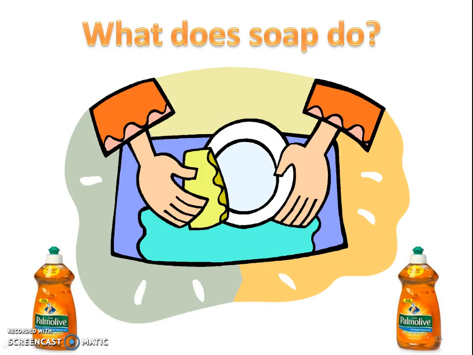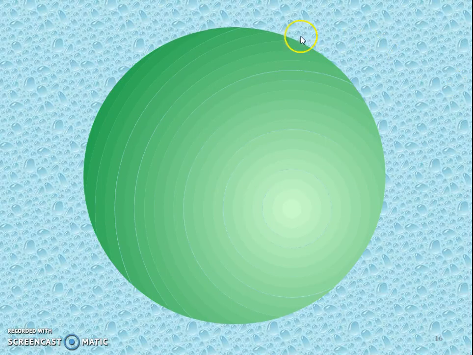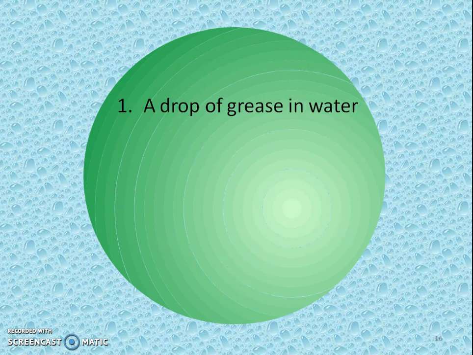So what does soap do? Like we said, washes things. Well, this is a nice picture of water, and this green circle in the middle is a drop of grease. So we're going to have that drop of grease in the water. And as you know, grease and water don't mix because grease is nonpolar and water is polar. So we have a nonpolar and a polar substance. It's going to be immiscible.